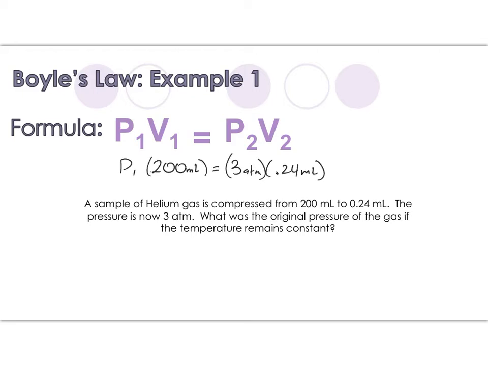The first thing we're going to do is multiply 3 and 0.24, and then divide by 200. When we do that, we get our answer of P1 equals 0.0036 atm. We're not going to talk about sig figs for this problem.